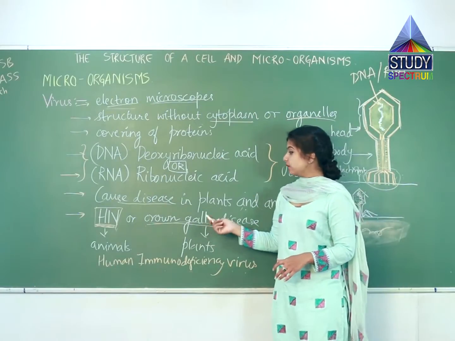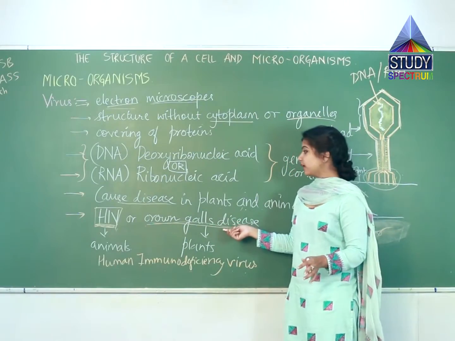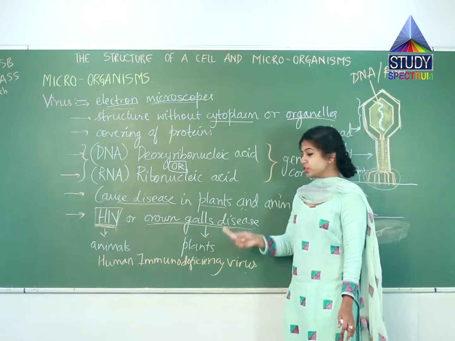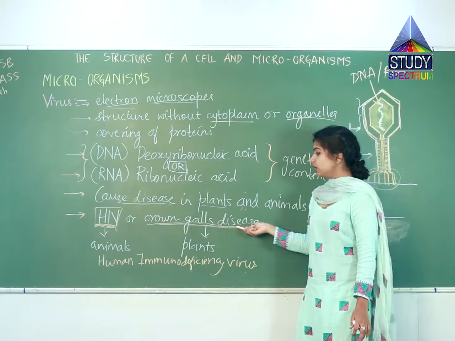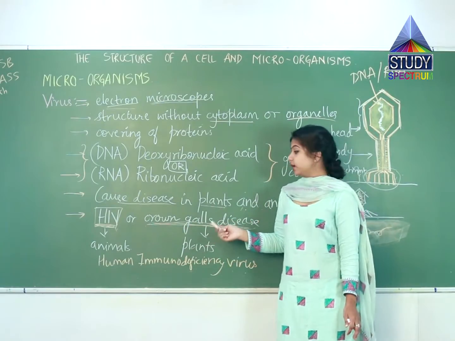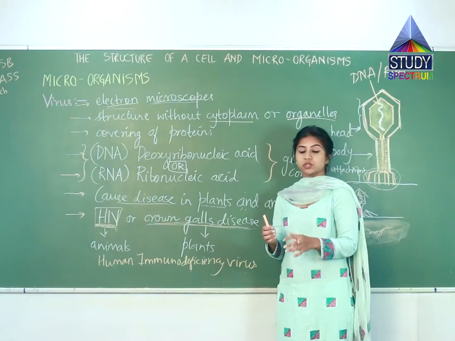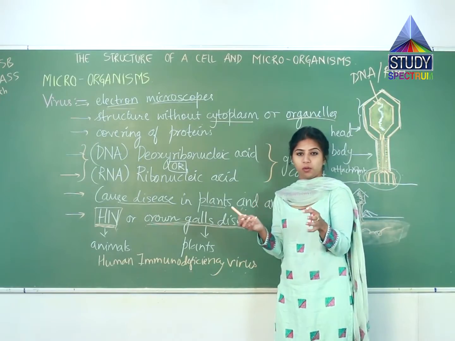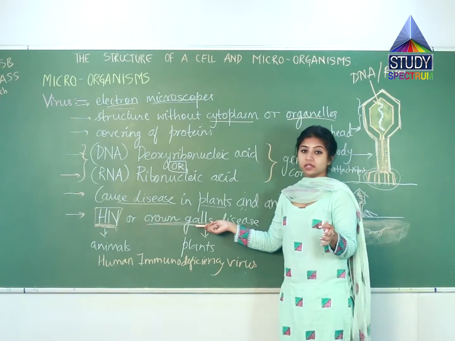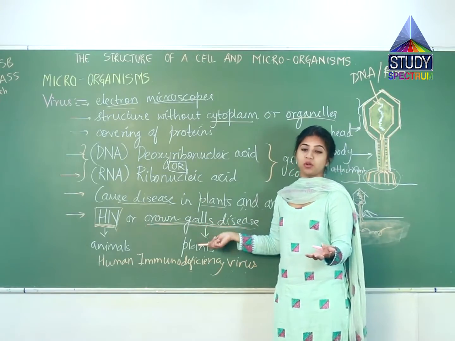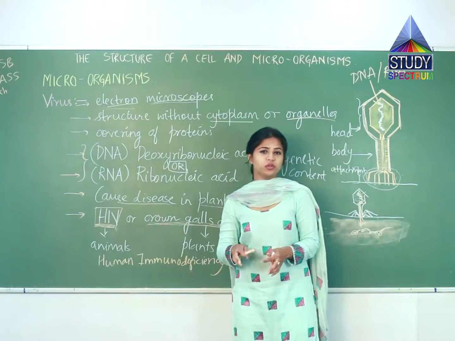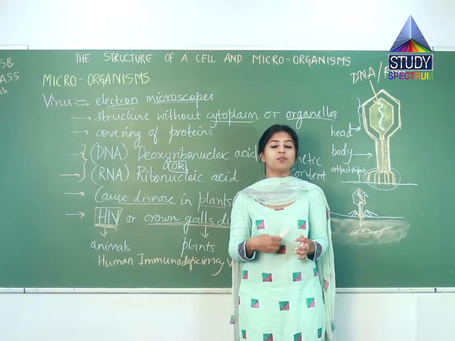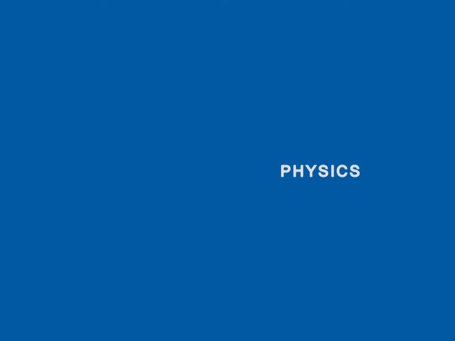We also learned that it could cause infection in plants, the crown gall disease, in which the roots swell and form a structure like a crown. That is where the name comes from, the crown gall disease. Now let's move on to the further part with the algae and fungi and understand a little bit more about them.